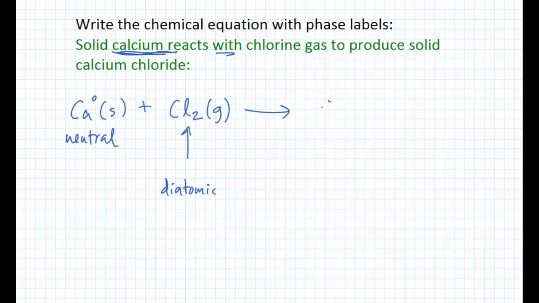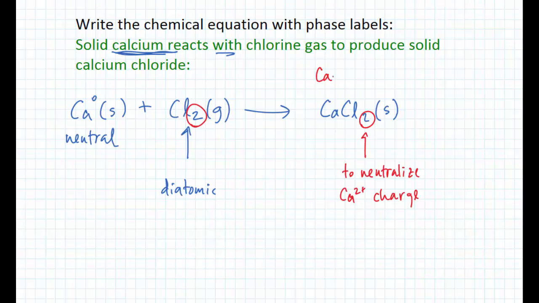calcium chloride, pretty much everybody wrote CaCl2 here, solid. Is this number 2 here because chlorine is diatomic? No. These number 2s mean a totally different thing. Here's a diatomic chlorine. Why do we have that number 2 there? This is to balance, to neutralize calcium's charge. This is what's made up of the charges. Ca2+, Cl-.